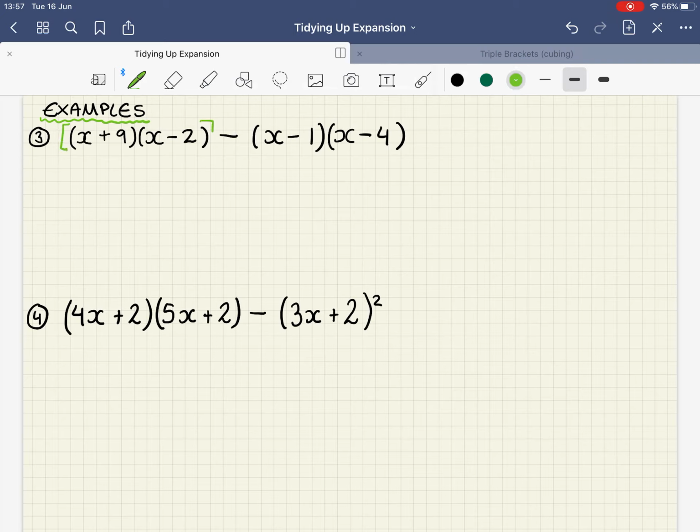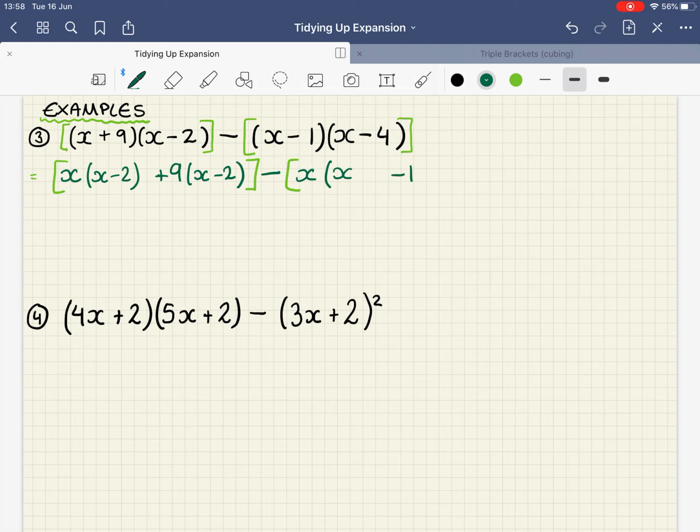So I'm putting my square brackets around my 2 bits I'm going to be expanding. So start off with breaking apart that first bracket. I've got x plus 9, then x minus 2, x minus 2. Marrying that negative sign, it's going to happen. Then breaking apart this next bracket, I've got x minus 1, then x minus 4, x minus 4. Doing my expansion now.